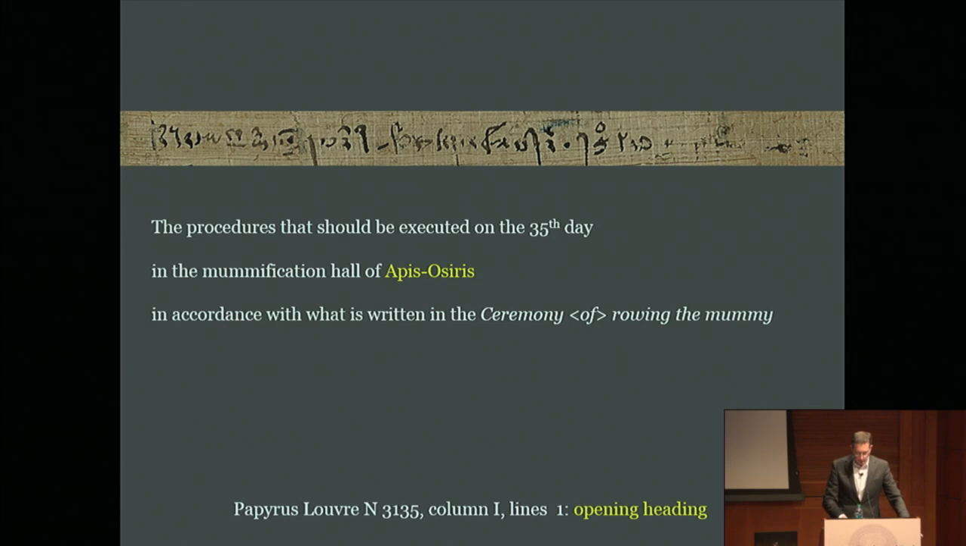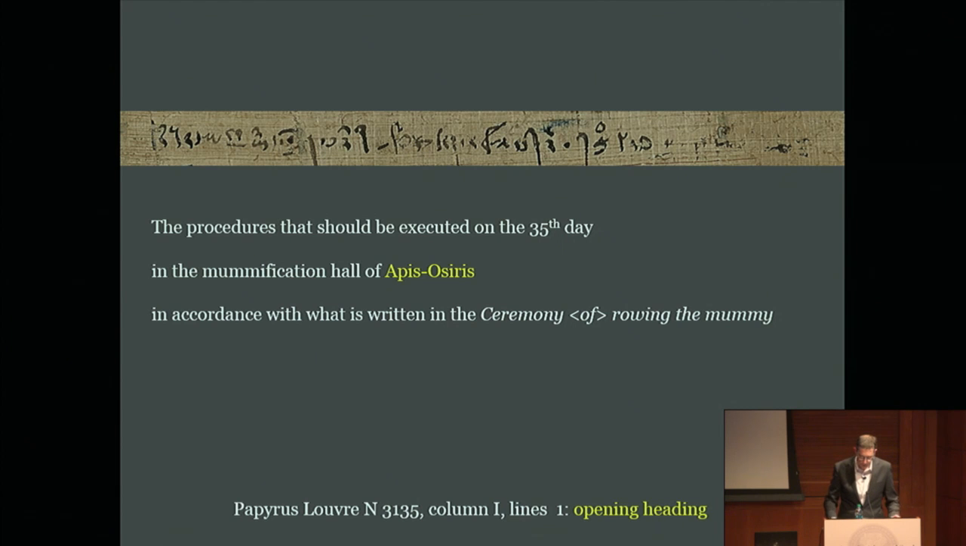By referencing the ceremony of rowing the mummy as the source text, the heading reveals that the ritual of the Artemis Papyrus is in fact an adaptation of a temple ritual that was originally performed for Osiris as part of the Goyak festival. In other words, the Artemis Papyrus is not an original composition. It is a temple ritual appropriated for a private individual. Artemis' burial was modeled after an Osiris ritual.